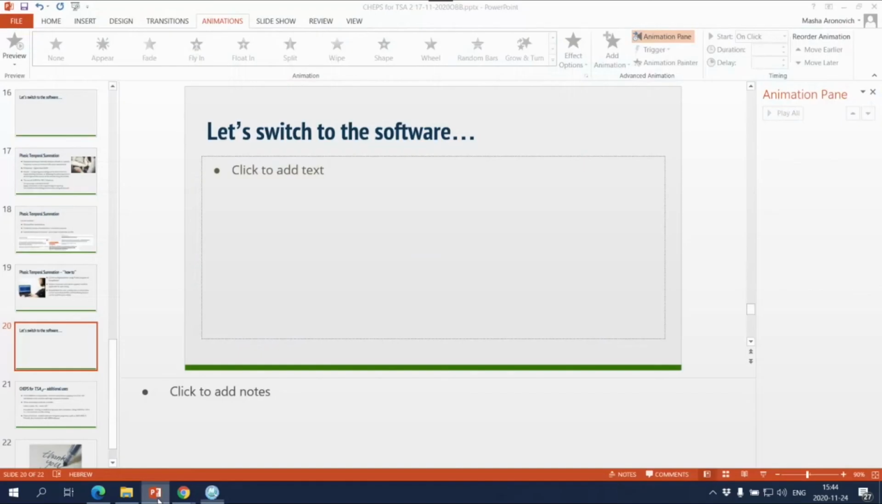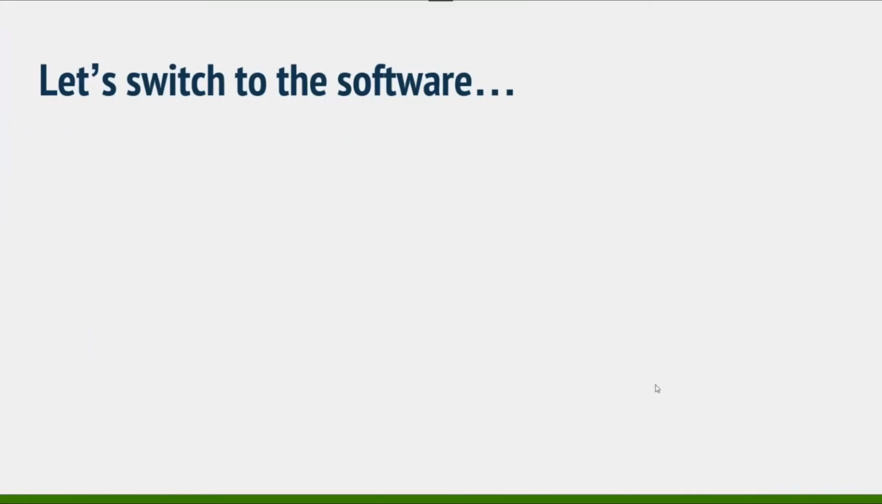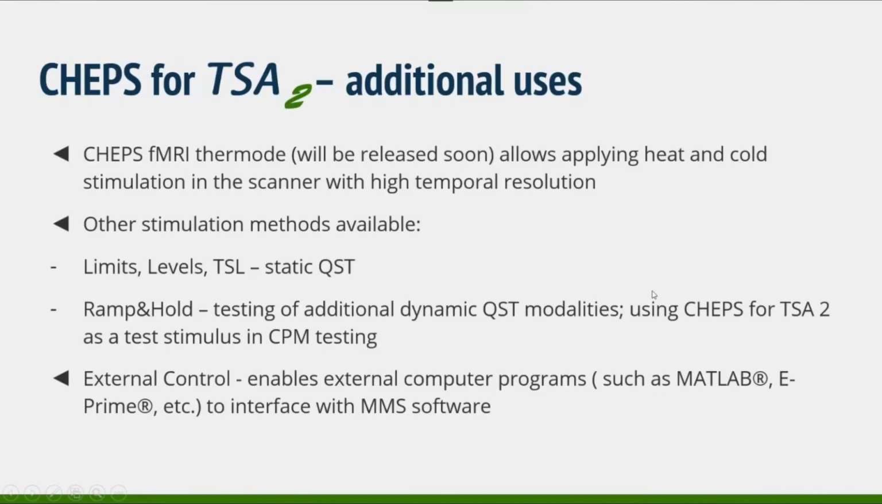All right. So we are almost at the end. Before we finish, I just want to review some additional possible uses of CHEPS for TSA. I already mentioned the CHEPS fMRI thermo that will be released soon. And its main advantage is that it will allow you to do very fast, high temporal resolution stimulation in the scanner, reaching the destination fast, shortening the time of testing in the scanner, with full synchronization with your fMRI device using TTL, for example. So many exciting options.